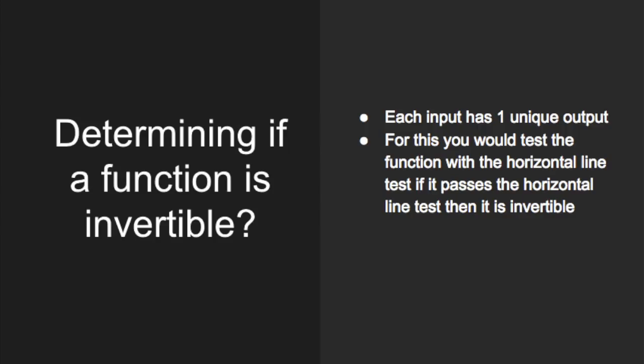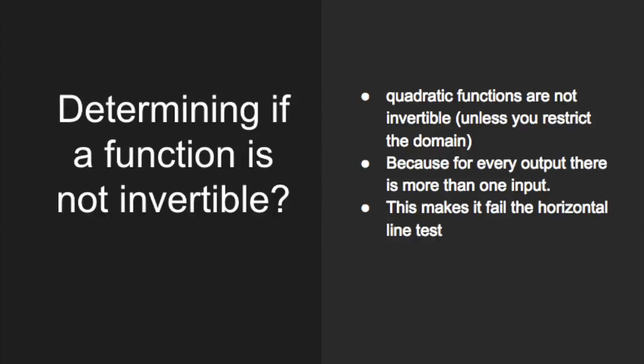How to determine if a function is invertible is if each input has one unique output. For this, you would test the function with the horizontal line test, and if it passes the horizontal line test, then it is invertible. Another way to determine if it is invertible is that quadratic functions are not invertible unless you restrict the domain, because for every output there is more than one input. This makes it fail the horizontal line test.